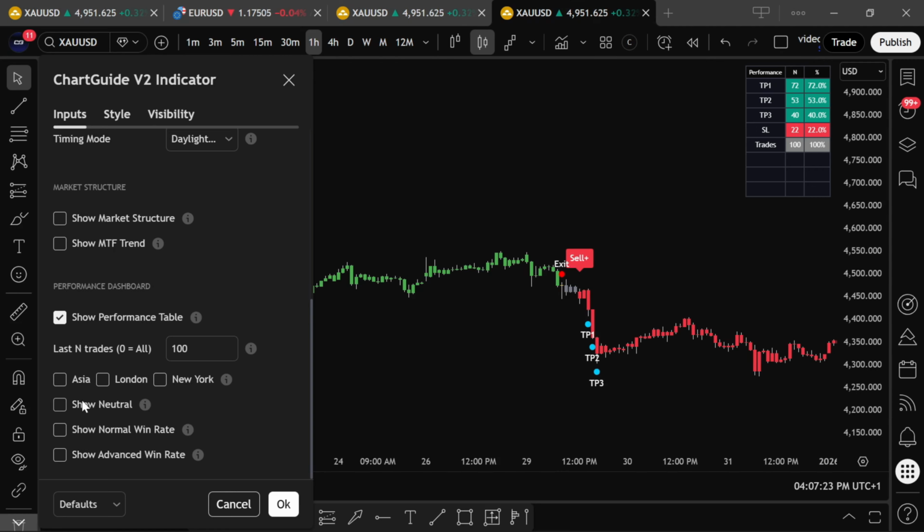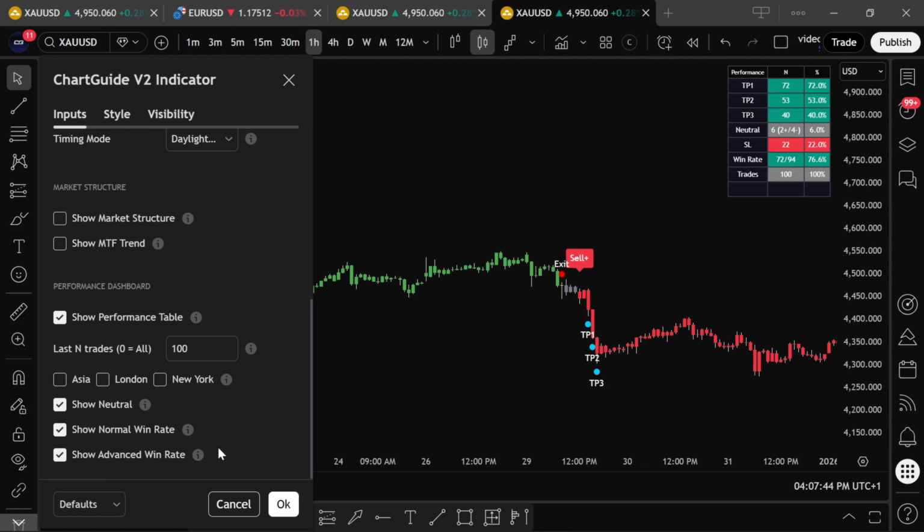Then you've got an option called Show Neutral Trades. Neutral trades are trades that close with an exit without hitting TP1 and without hitting the stop loss, so they end in the middle. Now after that, you have 2 different win rate options. Normal win rate is the strict one. It mainly focuses on clean outcomes, how often TP1 was reached compared to how often SL was hit.